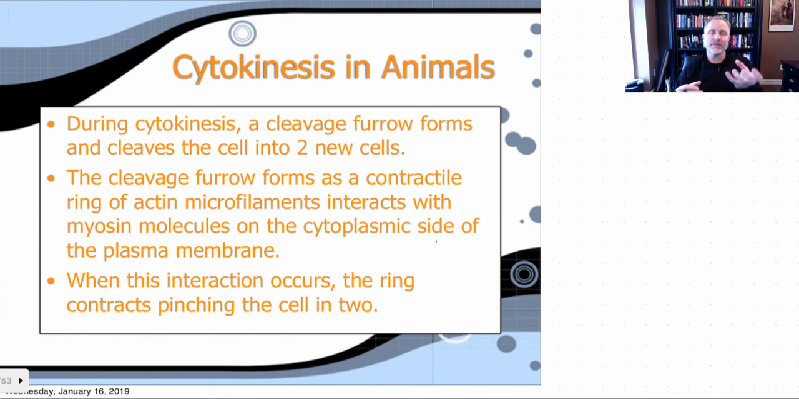In an animal cell, a cleavage furrow starts to form. It's a contractile ring that pinches the cell in two and basically forms two new cells. You can see actin microfilaments that interact with myosin molecules on the inside, in the cytoplasm of the cell, and that's what pinches this cell in two.